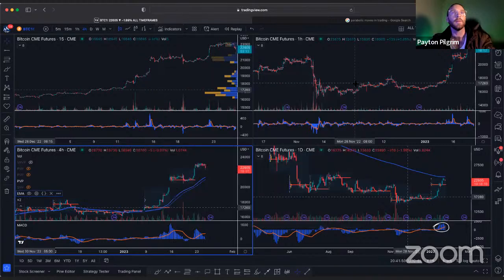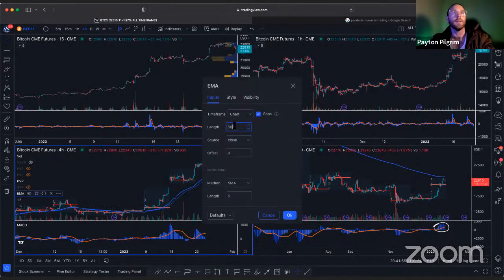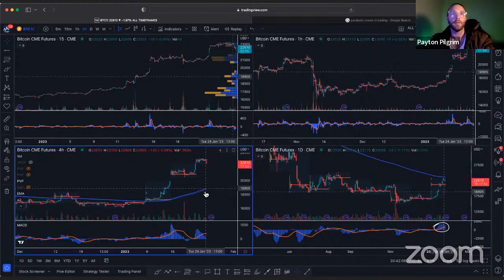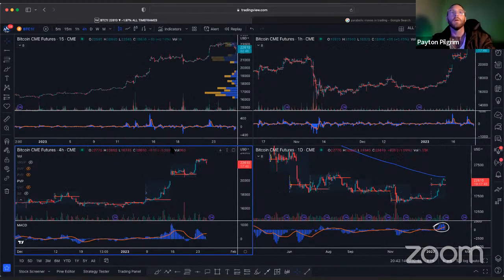EMA here. And then let's do it 200. I don't know why it's doing that. Whatever. So a 200 moving average is all the way down here. Why did it do me like that? I need to do that again.